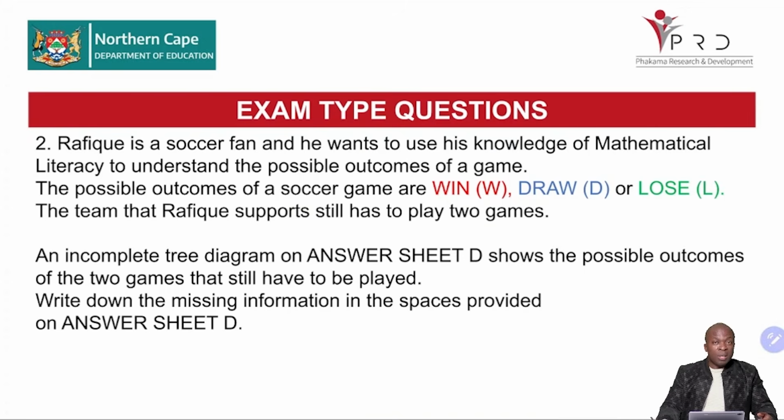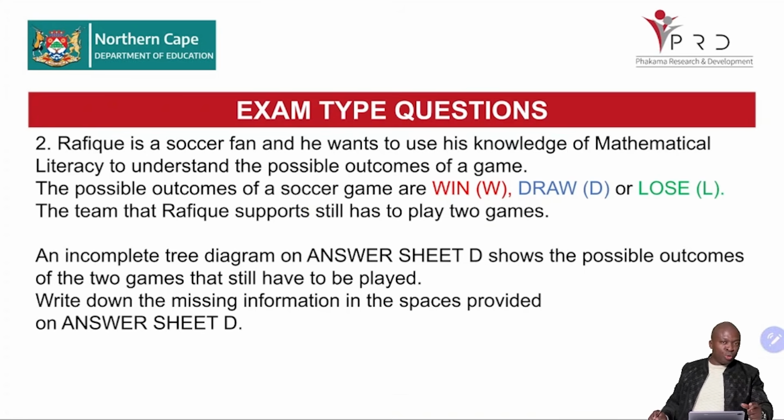Now I'm asking you questions that will make you think a bit. It says Rafik is a soccer fan and he wants to use his knowledge of maths to understand the possible outcomes. Once you hear possible outcomes, we are talking of probabilities. So here, if you win, it's a W. If you draw, it's a D. If you lose, it's an L.